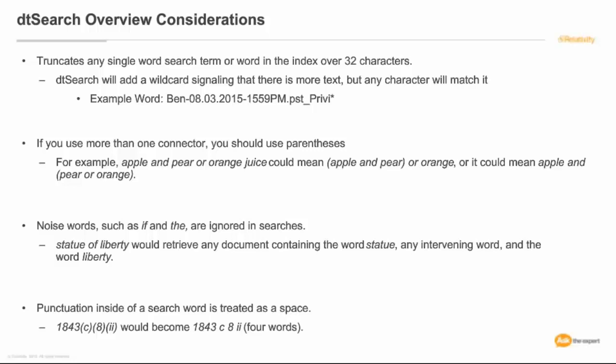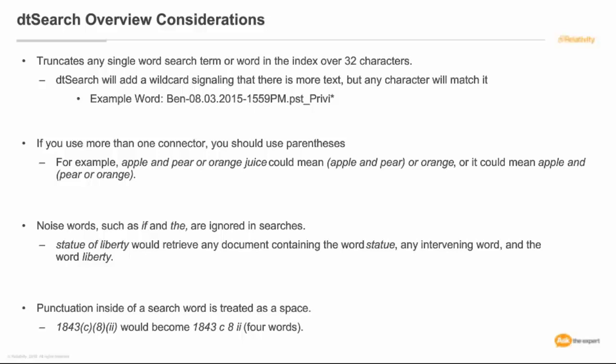So let's take a few looks at the considerations here. Here are a few things to keep in mind when running dtSearch search terms. First off, if you build an index on strings that are longer than 32 characters and have no spaces, dtSearch will stop seeing at the 32nd character. So let's take a look at this example word on the slide here.